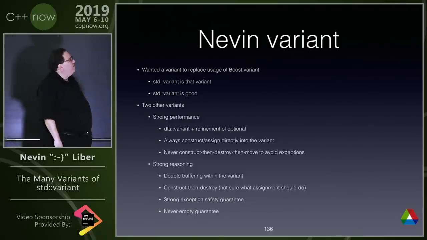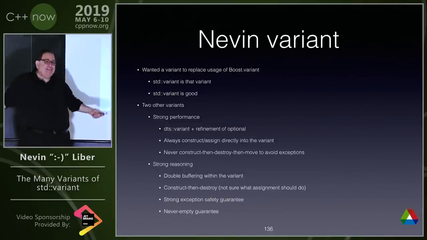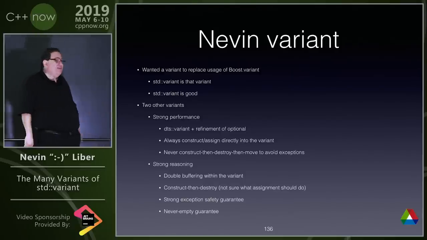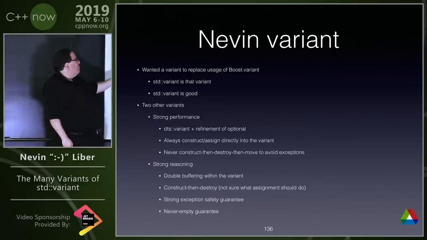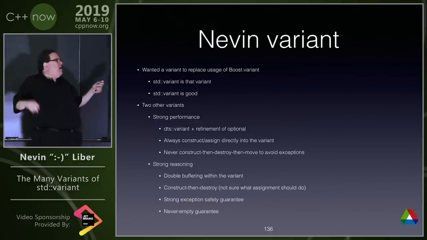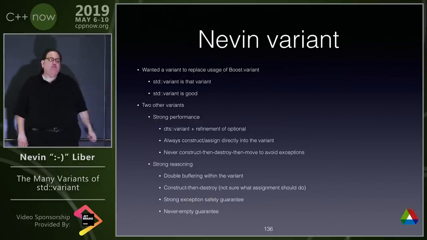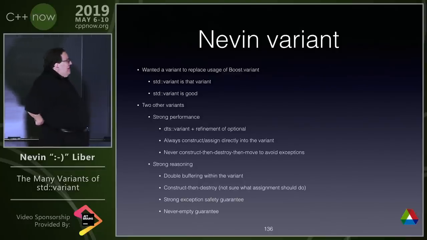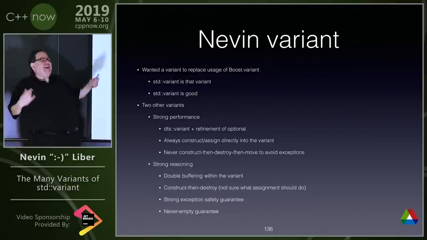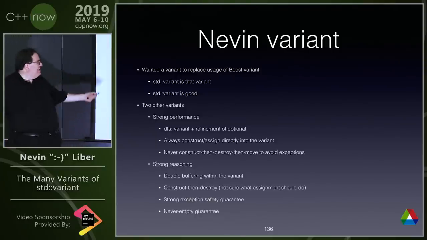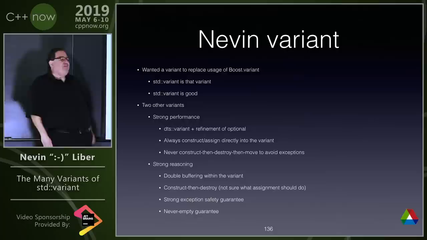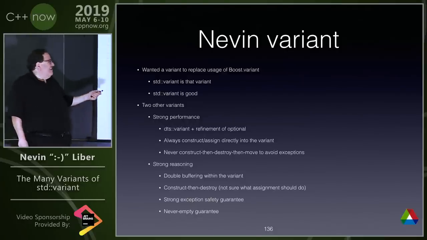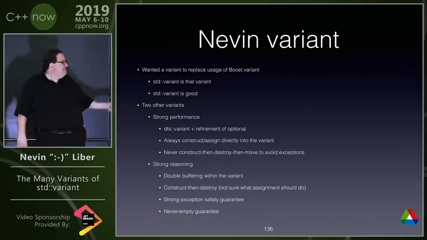And I think we came up with something that was really good. It's consensus-based, it's not perfect from my point of view, or probably anyone's point of view, but I certainly use it with no problems. I might want to see two other variants. I want a strong performance one, kind of like the one DTS variant. This is not me just saying it off the cuff. I've been thinking about this a long time. It may be a refinement of optional, so that they're not that different, always constructing directly into the variant.